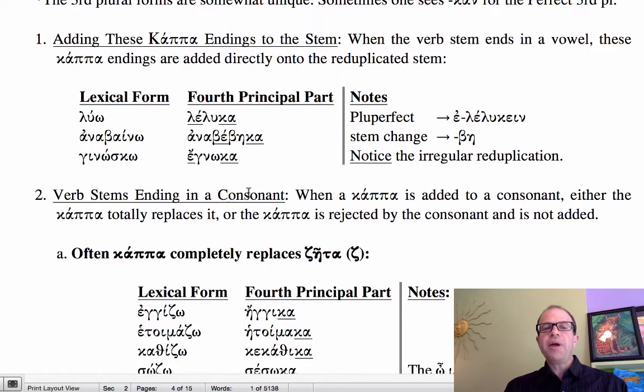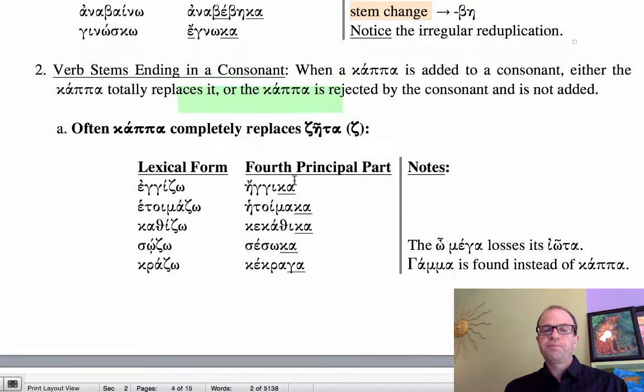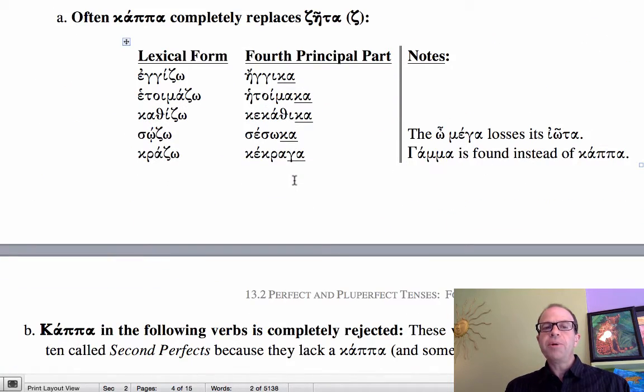So you add these kappa endings onto the end of the stem. So you can see the formation here. We'll talk about reduplication a little bit later, but this underlined portion is a reduplication taking place. You may also see a stem change because you've moved from the first principal part, the lexical form principal part, into the fourth or the fifth principal part. Now sometimes the kappa will replace the end of the stem, the consonant at the end of the stem. The zeta, for example, will be removed by the kappa.